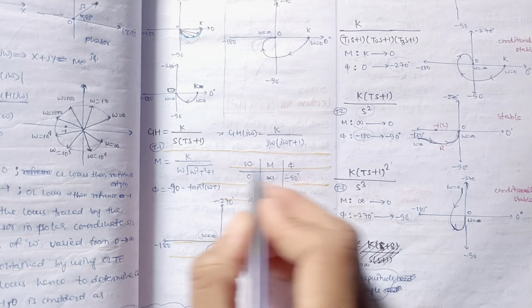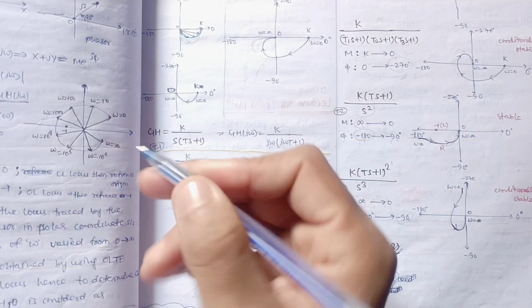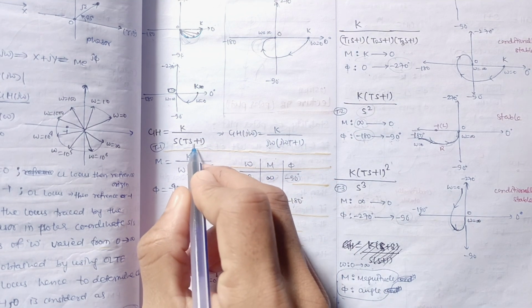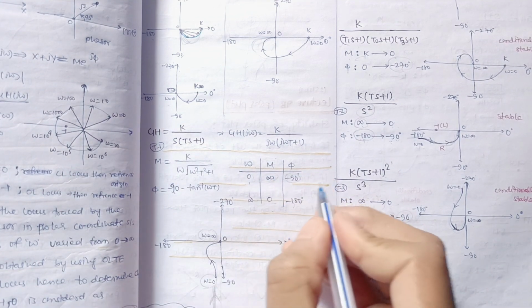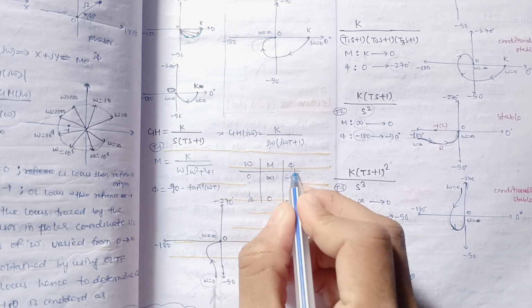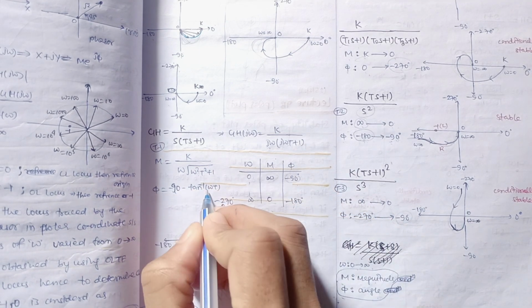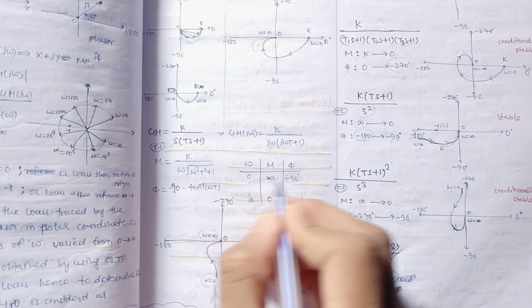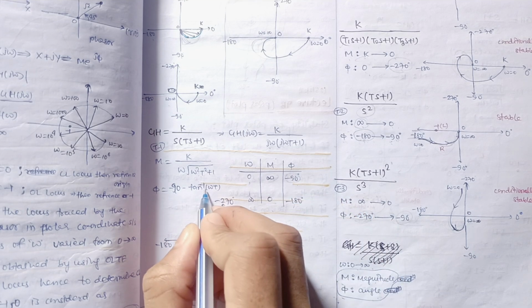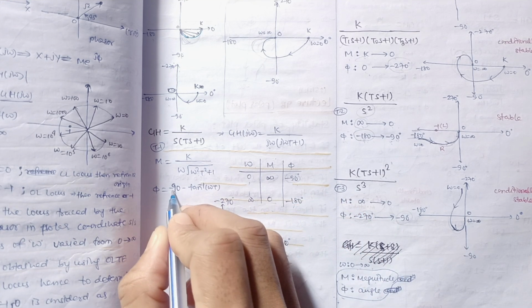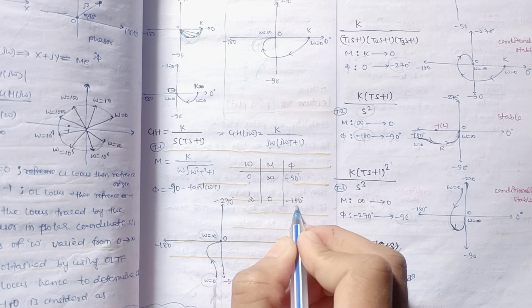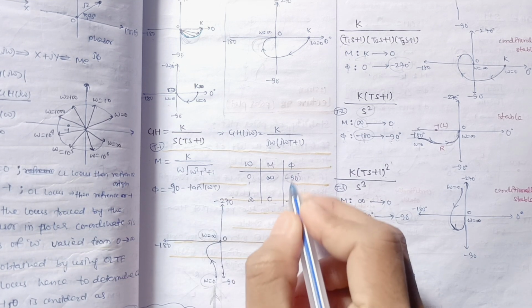Same for the angle; I'm assuming that it is a minimum phase system, so all roots lie on the left side. So phi at omega equal to 0 is minus 90, and at omega equal to infinity, tan inverse infinity is pi by 2, so minus pi by 2 and minus pi by 2, which means minus 180 degrees. So it is varying like this.